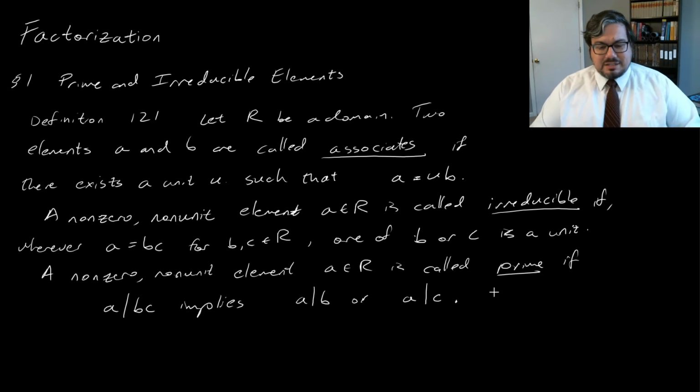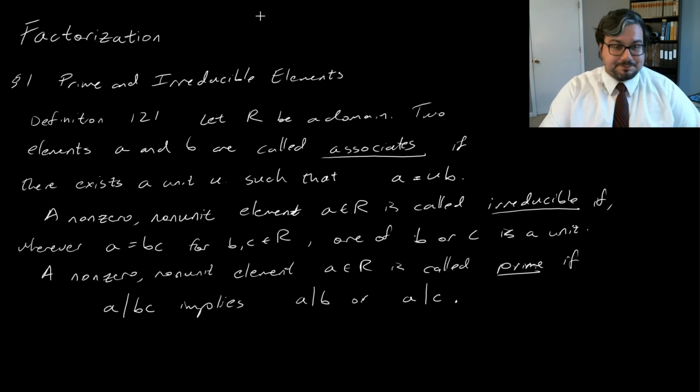And as it turns out, it's going to be more useful for us most of the time to talk about irreducible elements rather than prime elements when talking about factorization, although prime elements will show up occasionally. It turns out that in certain kinds of rings, including the integers, irreducible elements and prime elements are the same. But in some other rings, they are not.